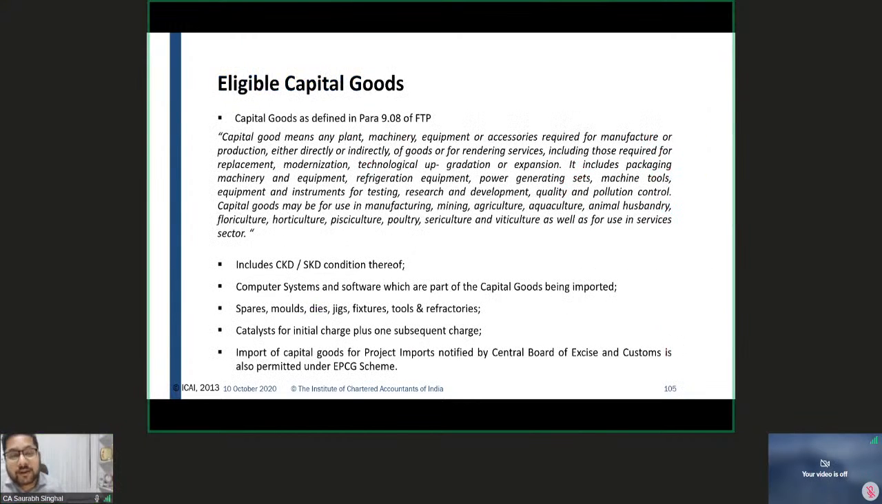What types of capital goods can be imported? Computer systems, spares, molds and dies, various types of capital goods which are mentioned in this definition, catalyst, and tools, jigs, fixtures, tools, refractories, even capital goods in CKD, SKD conditions. So the list is long and wide.